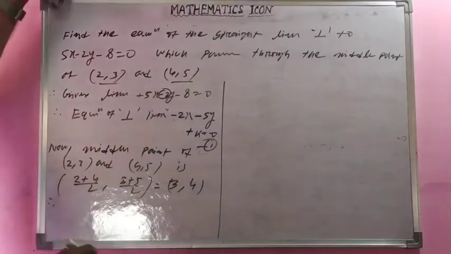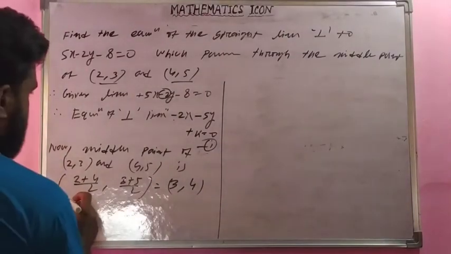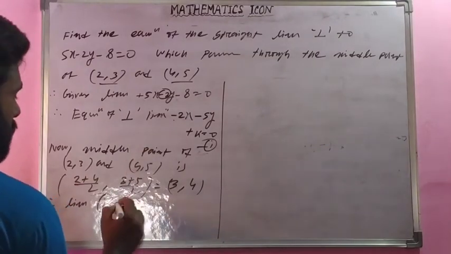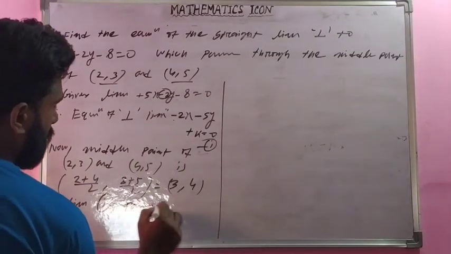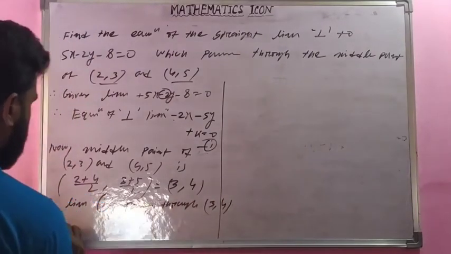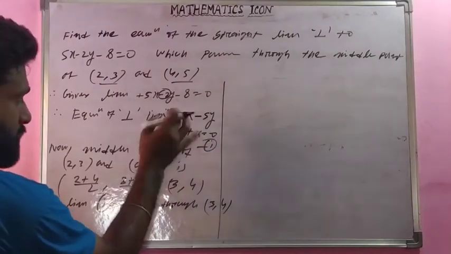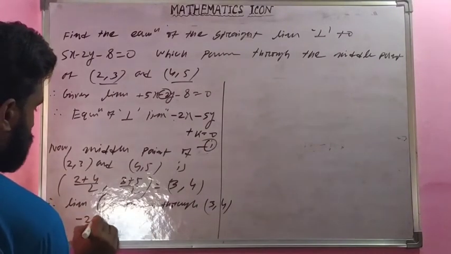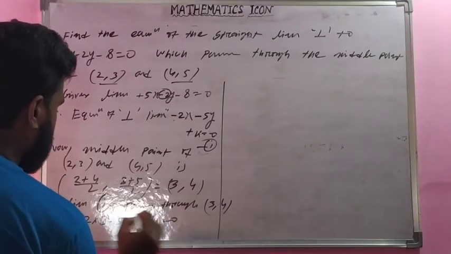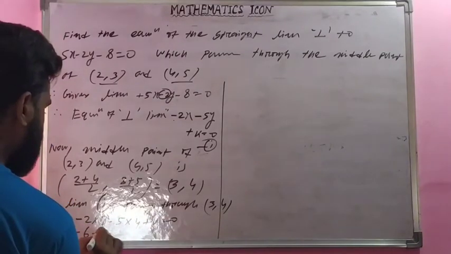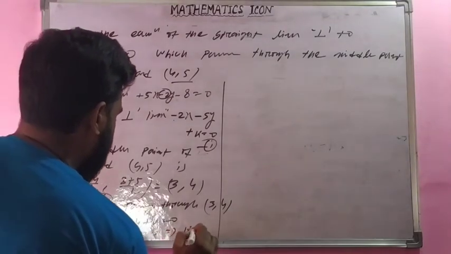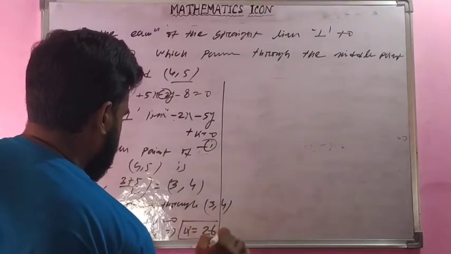So this line is passing through (3, 4). So put in (3, 4): minus 2 into 3 minus 5 into 4 plus k equals 0. That means minus 6 minus 20 plus k equals 0. That means k equals 26.